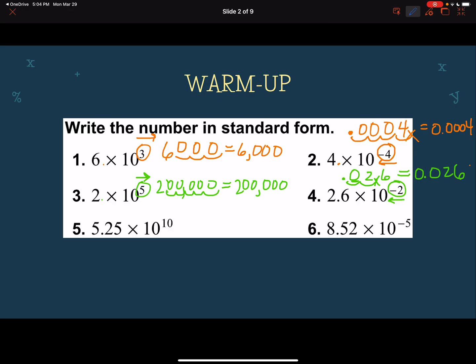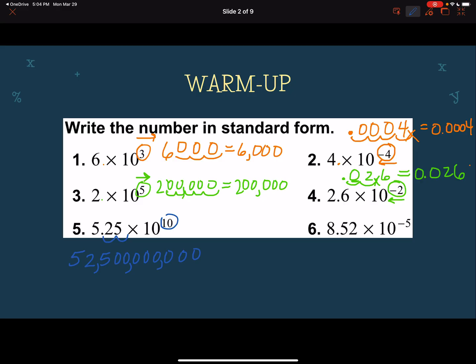Okay, and number 5, we have a 10. We have 2 places that we need to move, so that tells us that we have 8 zeros that we need to fill in with. So 5, 2, 5, 1, 2, 3, 4, 5, 6, 7, 8. Starting at the right, move 3 places over, put your comma, 3 places over, comma, 3 places over, comma. So there's your new value.